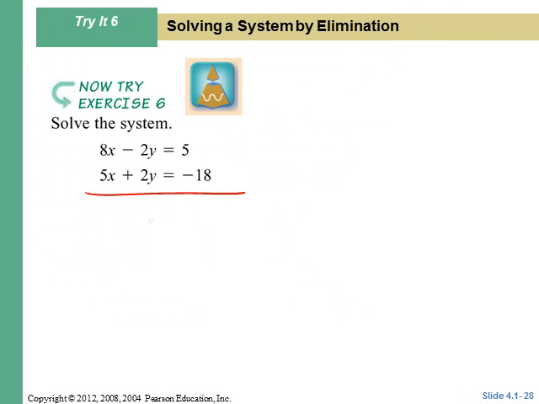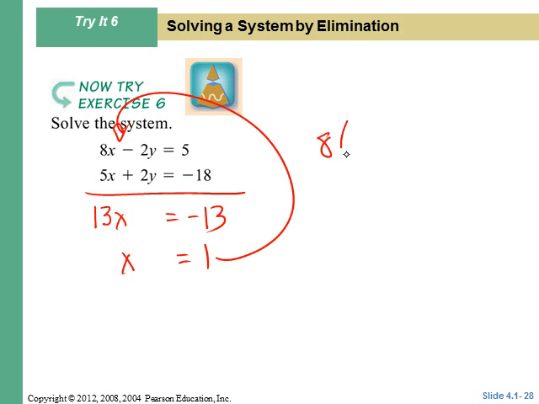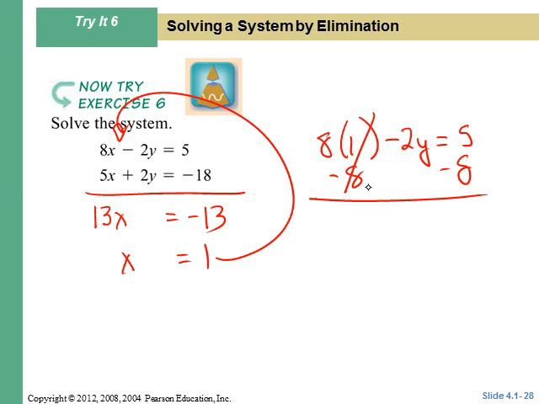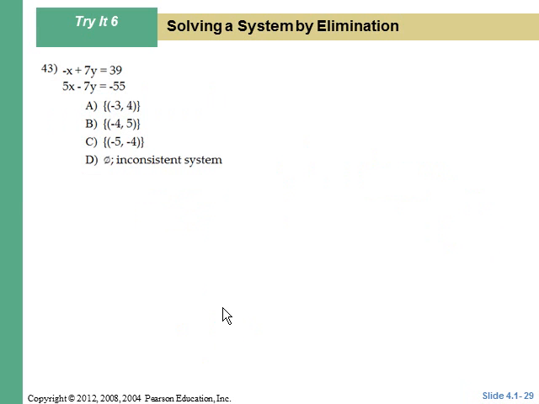As you can see, an easy one to eliminate the y's. Add them together, we get 13x is negative 13, so x is 1. Now I'm going to substitute that into this first equation. 8 times 1 minus 2y equals 5. Subtract 8 from both sides. I get negative 2y is negative 3. Divide both sides by negative 2. I get, when x is 1, y is 3 halves. Next one.